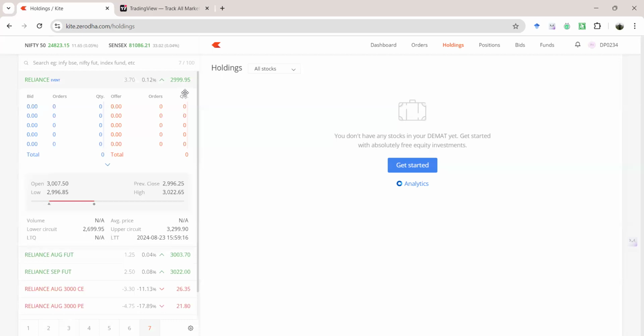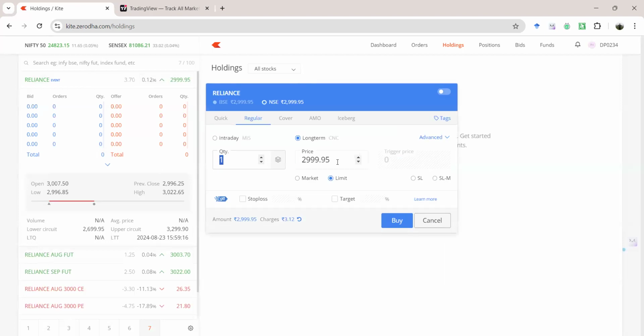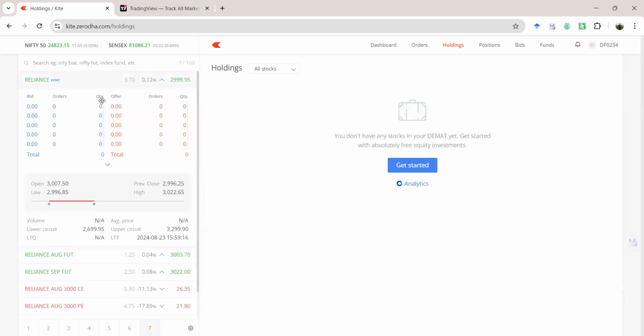If I want to buy, I will click here and press buy. I will enter the quantity here and I will enter the price, 2990. Suppose I want to buy at 2990 and I place a buy order, what will happen? The market is closed now, so it will not take the order. But if I click on buy, my order will be placed and it will be visible here if it is in this quantity, in this range.